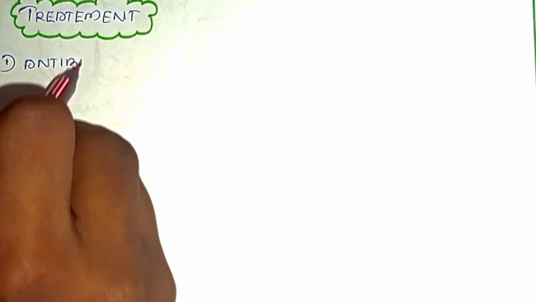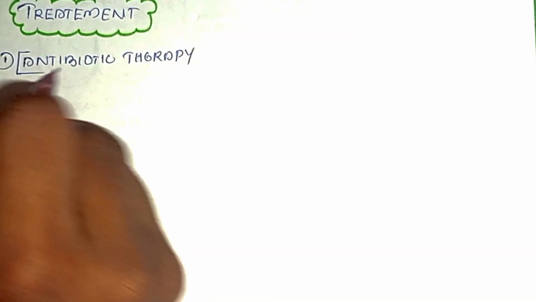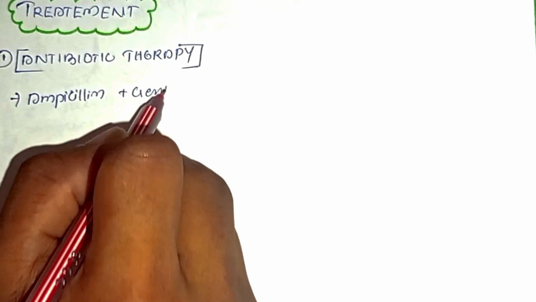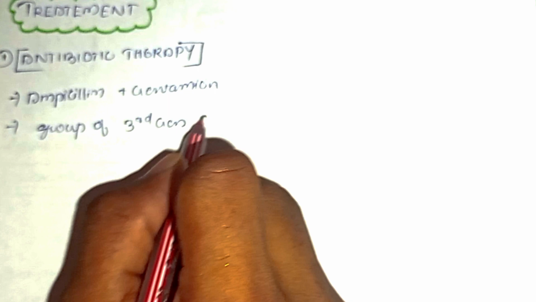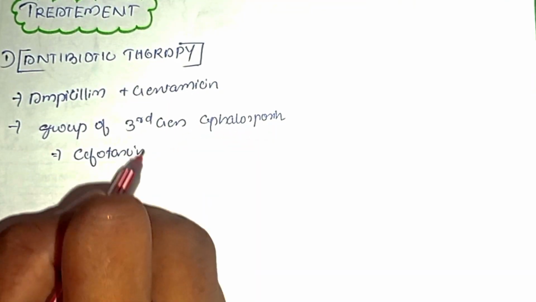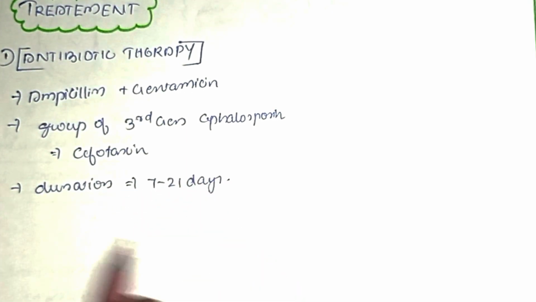So there are mainly four types of interventions. The first one is the antibiotic therapy. We can usually provide ampicillin or gentamicin, or in a combined form, to treat the infection. And also a third generation cephalosporin, that is cefotaxime, is used in some types of babies. The duration of the antibiotic is generally 7 to 21 days as prescribed by the doctor.